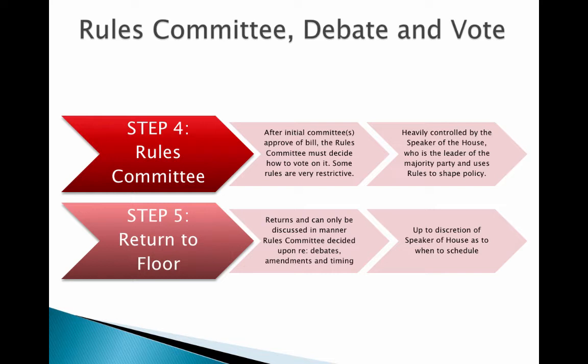But it's up to the Speaker of the House as to when to schedule, and this is the same for the Senate. It's up to the Majority Leader when to schedule it, which means if they don't want to schedule it, they don't have to schedule it. There is something called a discharge petition to get it out of committee and back onto the floor, but those are largely unsuccessful. So if the Speaker of the House or the Majority Leader does not want it on the floor, guess what? Not coming to the floor.